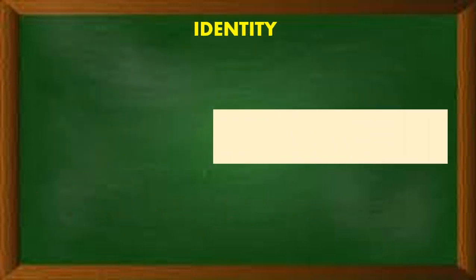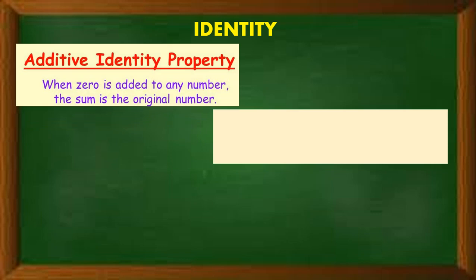Now the next is identity property. Again we are taking the two operations, addition and multiplication. So tell me, if we add something to any number and we want the sum to be the same number, what will happen?